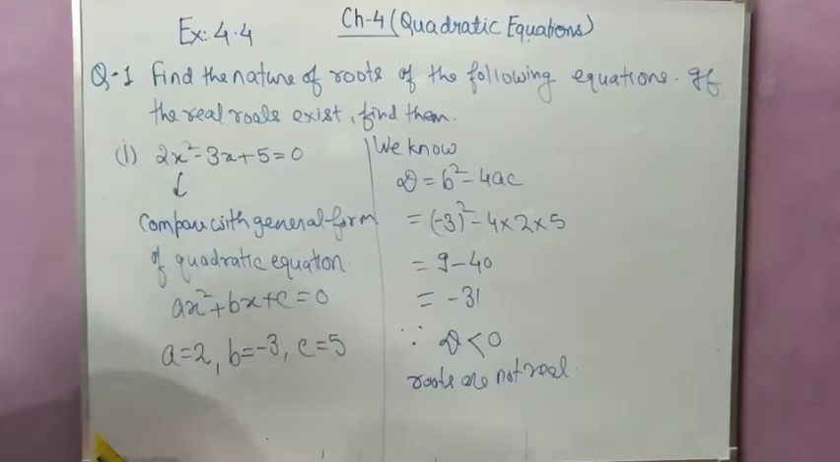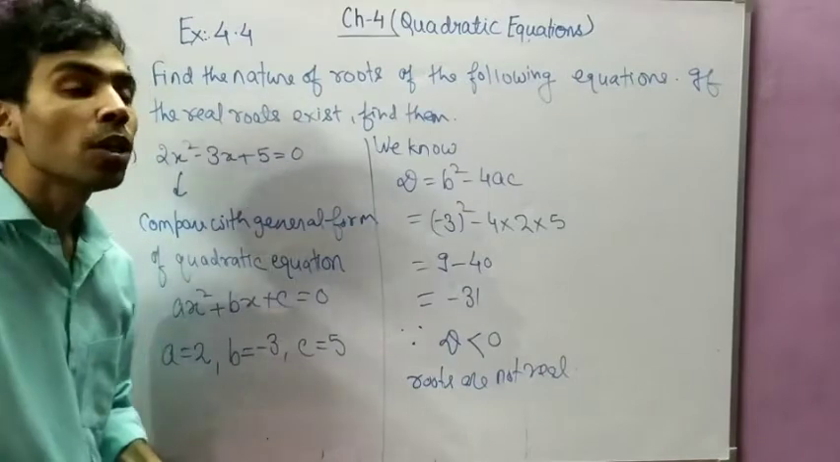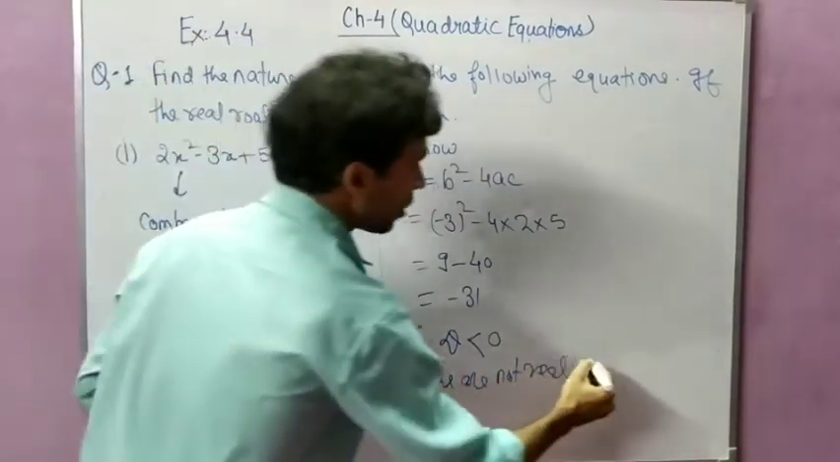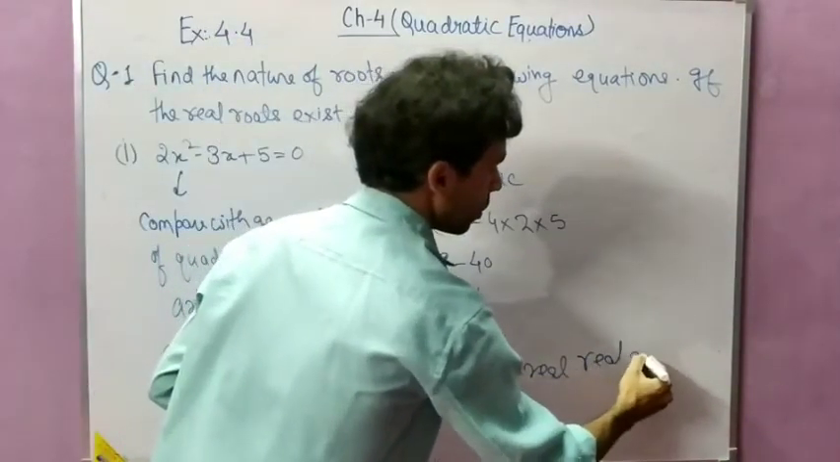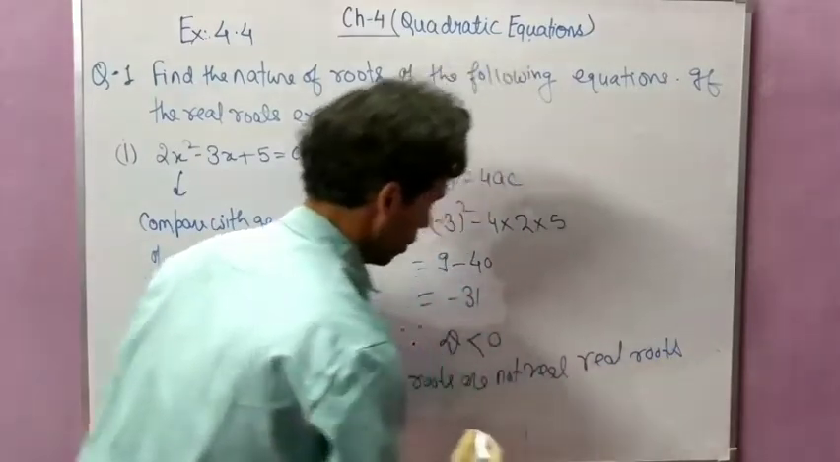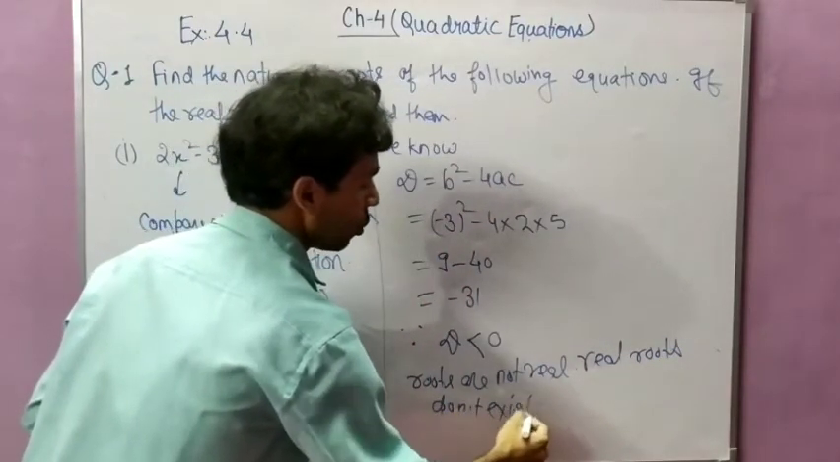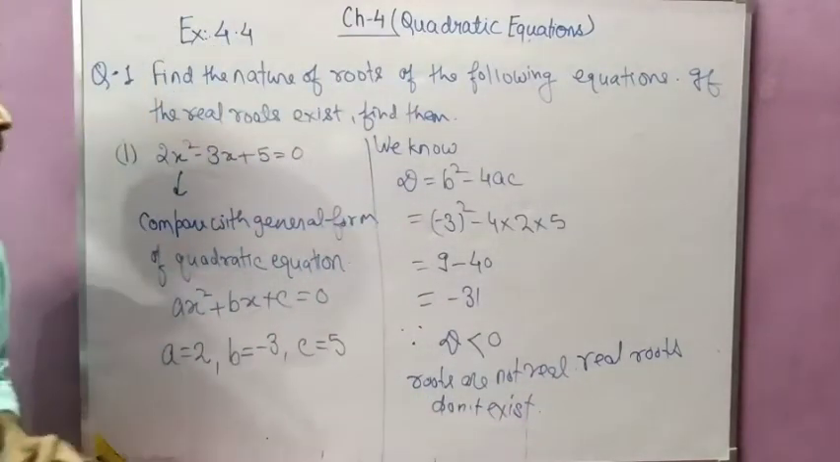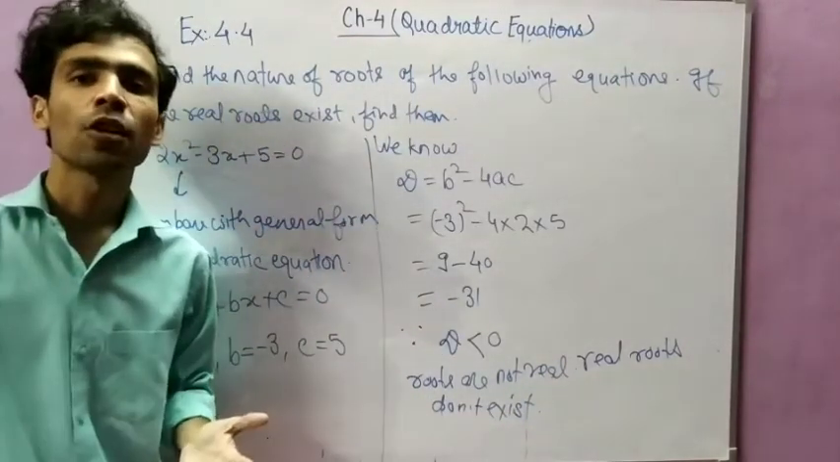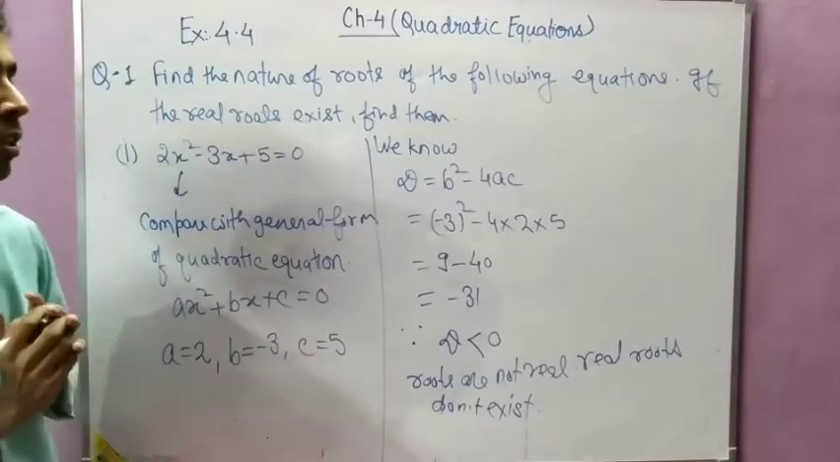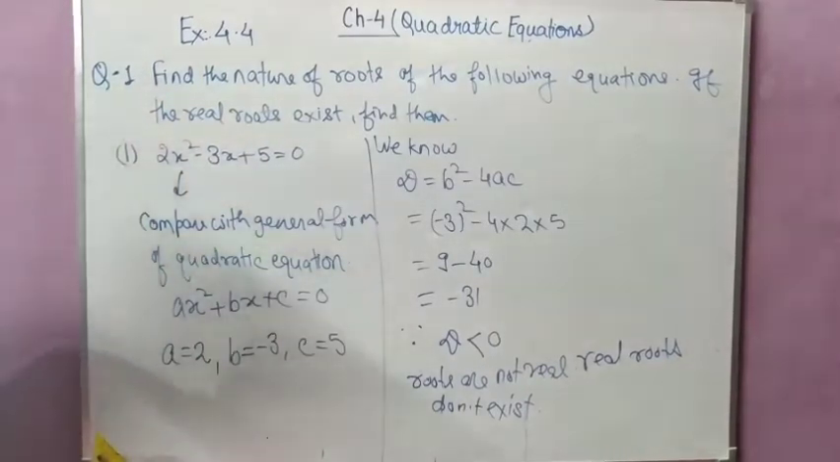Roots are not real, it means that roots do not exist. You can also write real roots don't exist, because if they are not real, it means they are not existing. There are not any type of real roots.